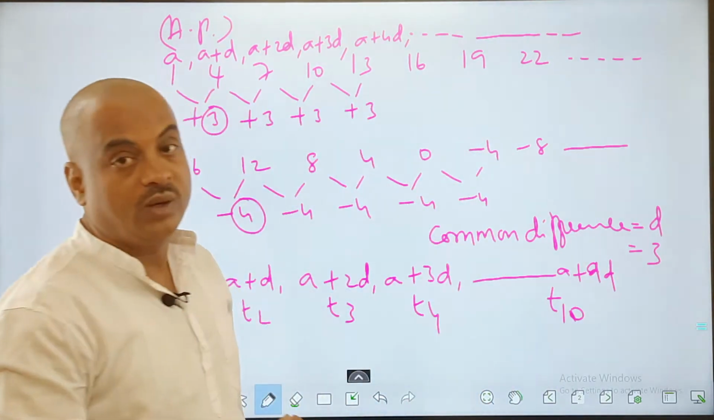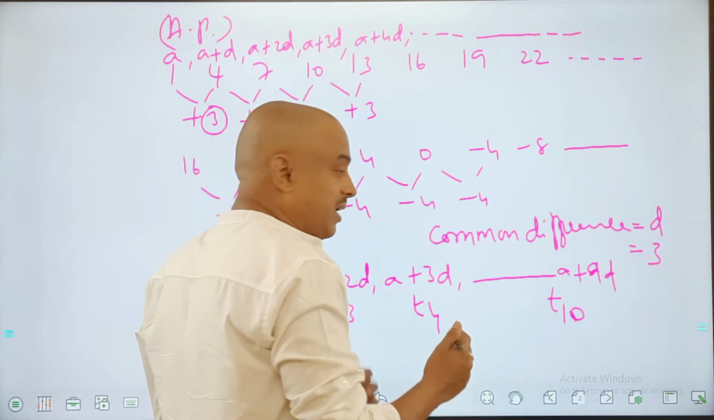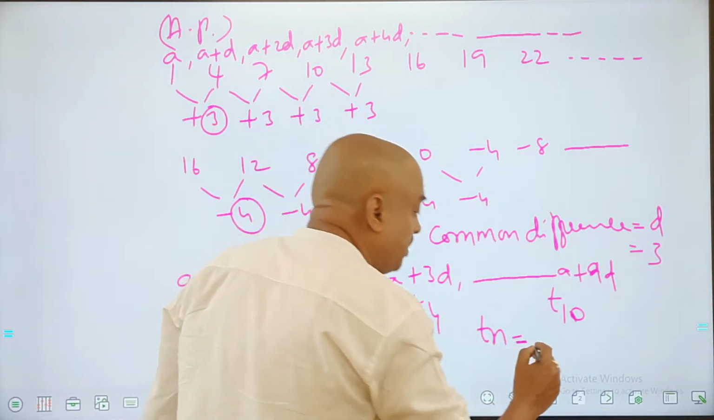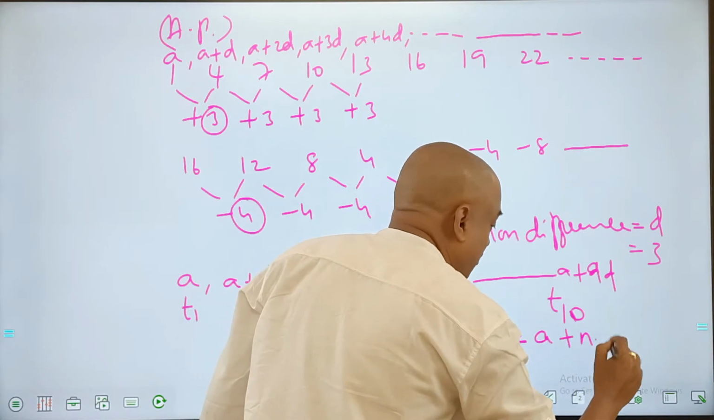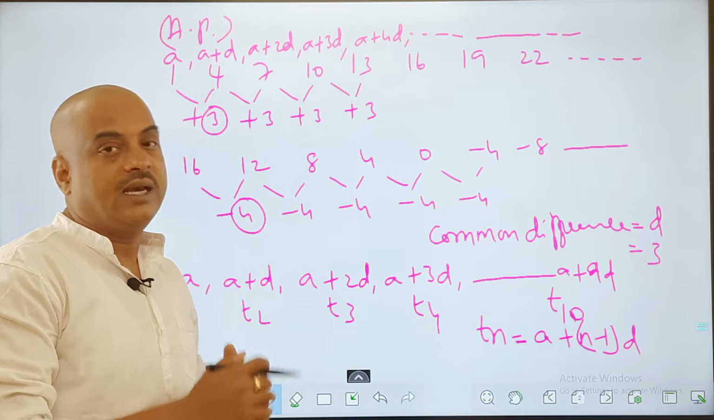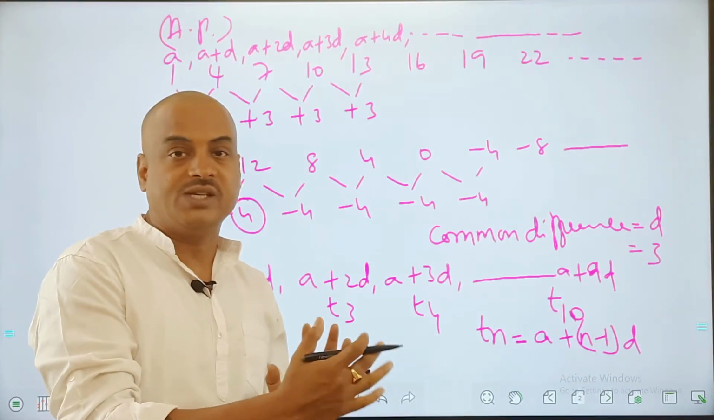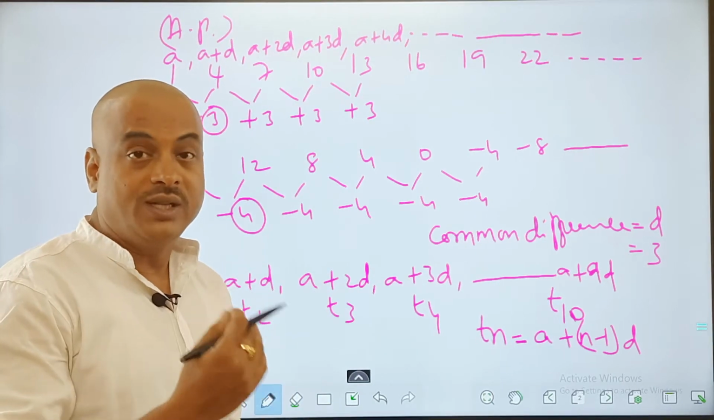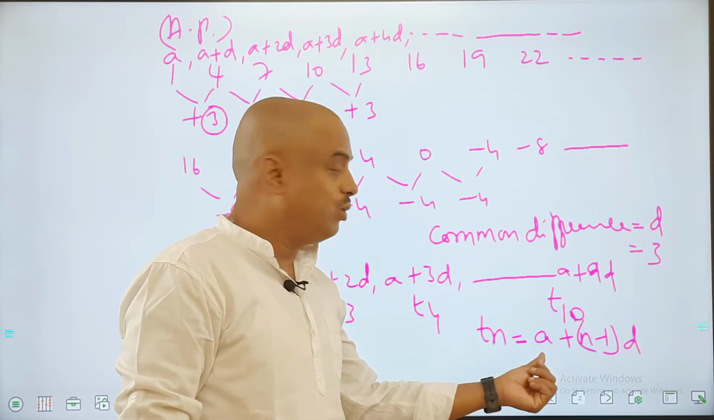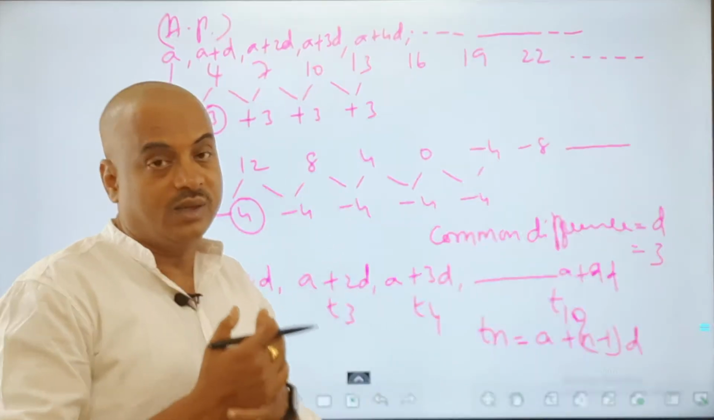The 10th term will be a plus 9d is what I get. And similarly, I can tell you what Tn will be. Tn will be a plus n minus 1 into d. Tn, in the sense, if I want to know any nth term, that means any general term where I don't know the term number, then I can always use Tn is equal to a plus n minus 1 into d. So this is how we can use this general term.